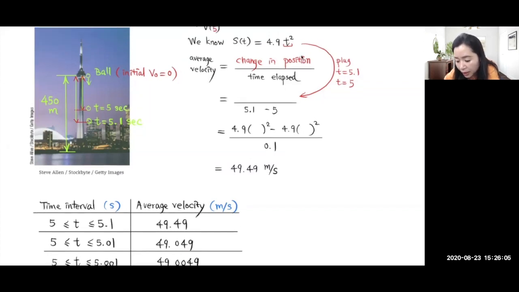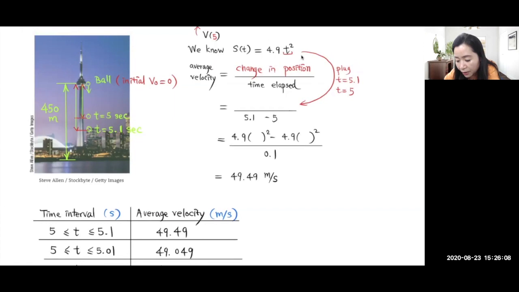So let's try to calculate this average velocity from 5 seconds to 5.1 seconds. That is equal to the change in position divided by the time elapsed. What will be the change in position? From 5 seconds to 5.1 seconds, the change in position is from here to here. So we'll take the ending position and subtract the beginning position right here. That will give us the change in position. Now, the ending time here is 5.1 seconds.